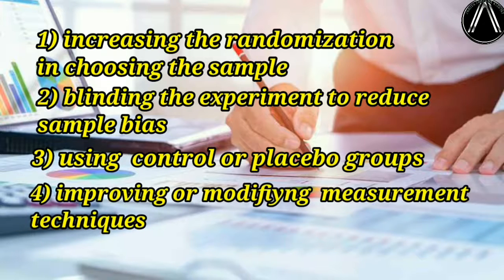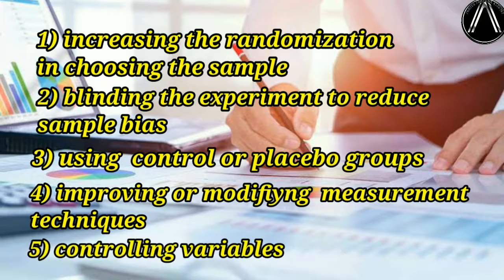Number 4. Improving or modifying measurement techniques. You can use software to measure the scores, or you can go for a paper and pencil manual method to measure the score, or you can use other devices to measure the score and assess them. Number 5, controlling variables that will be a threat to the validity. So the more you control your variables, the better your validity will be.